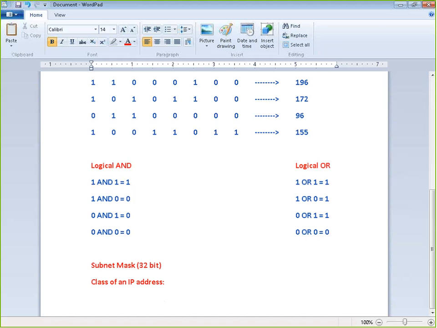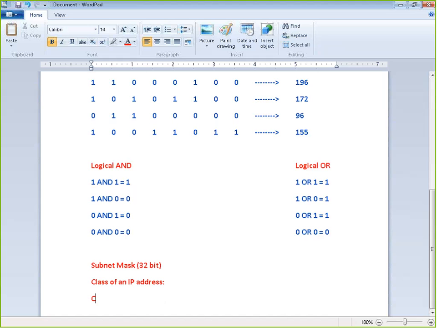Whenever we talk about an IP address, the first octet of the IP address represents the class. Remember that whenever we look at the IP address, the first octet represents the class.